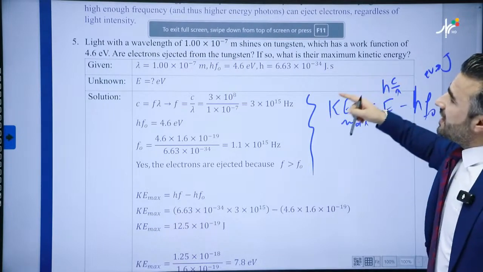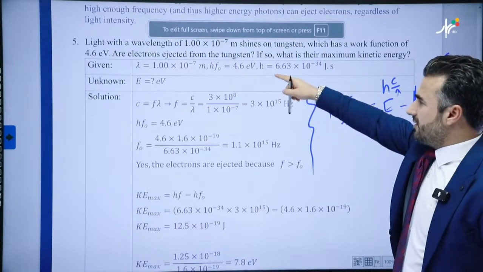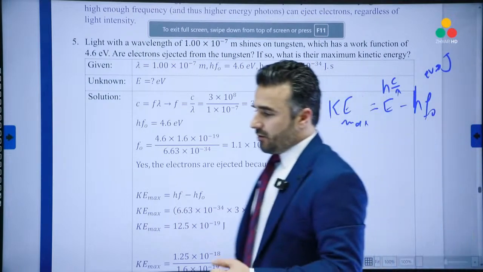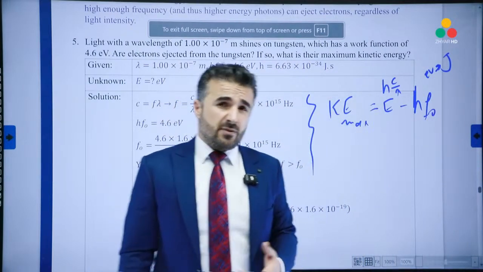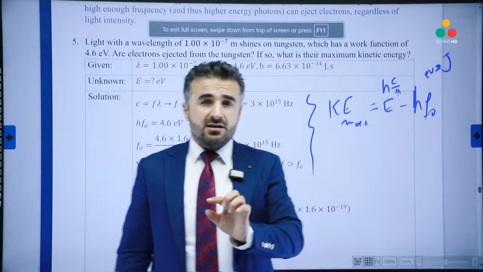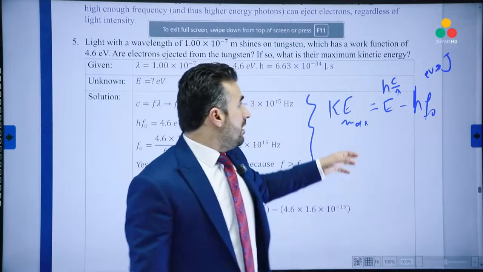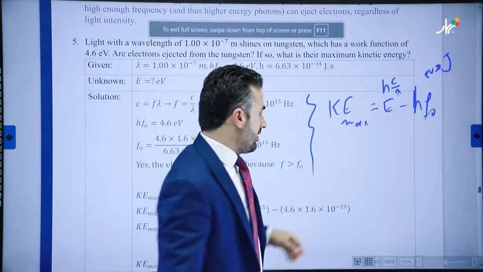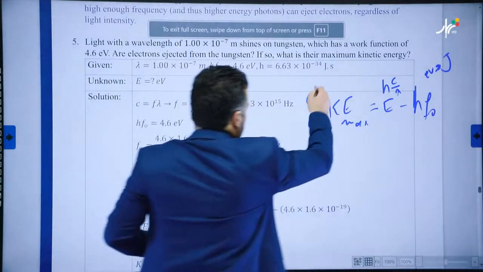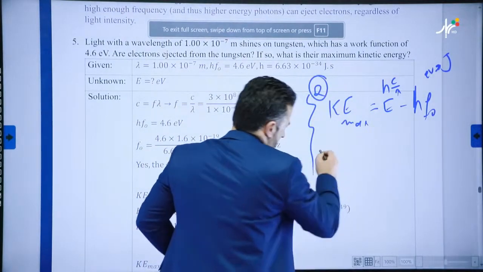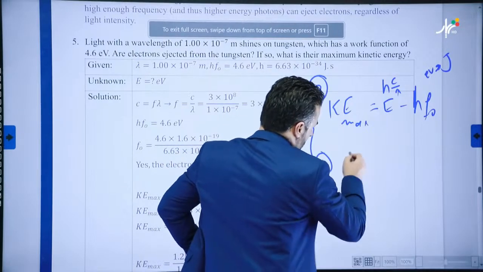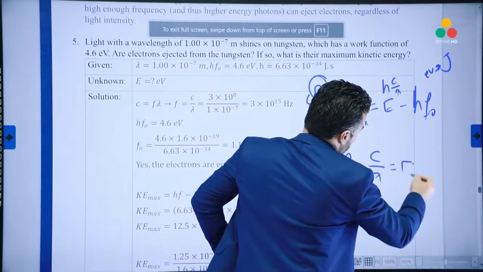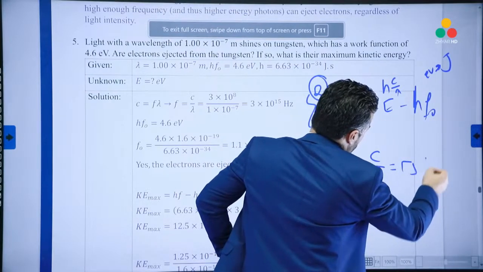Okay, so what is the second part of the question? Before finding the maximum kinetic energy, the question says, are electrons ejected from the surface? So we'll have to check some numbers. First of all, we'll have to find the frequency of this incident light using that wavelength. We have the speed of light and all that, so we'll find the frequency of the incident light, which is the speed over the wavelength. We'll get a certain frequency, which is clearly in hertz.